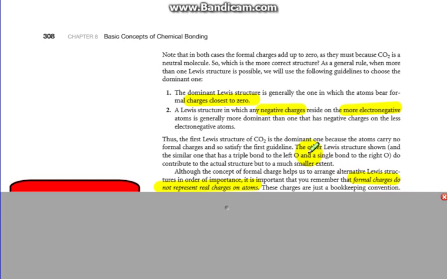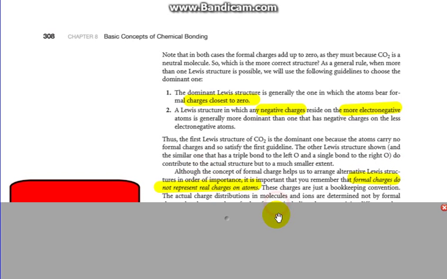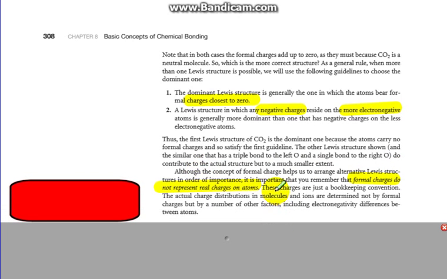Thus, the first Lewis structure is the dominant one because the atoms carry no formal charges and satisfy the first guideline. The other Lewis structure and the similar one do contribute to the actual structure, but to a small extent. Although the concept of formal charge helps us arrange Lewis structures in order of importance, remember that formal charges do not represent charges on the atoms. These charges are just bookkeeping conventions.